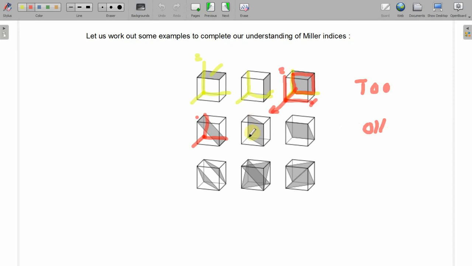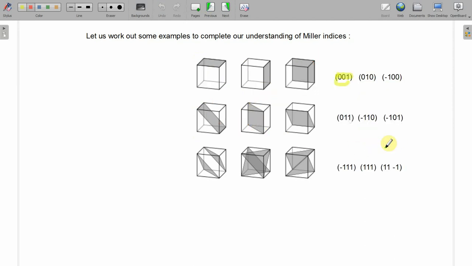This plane is passing through the origin again, so you need to shift the origin to this point. Now this is your z, this is your negative x, and this is your y. So it is intercepting the negative x, so it is 1 bar, positive y 1, and parallel to the z, so 0. It is (1 bar 1 0).